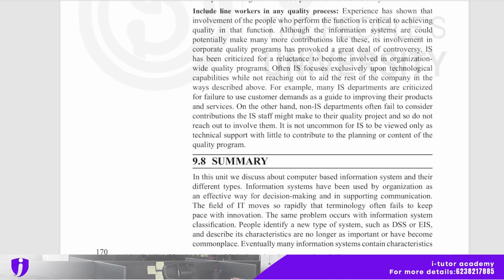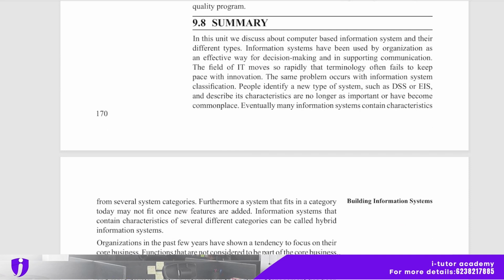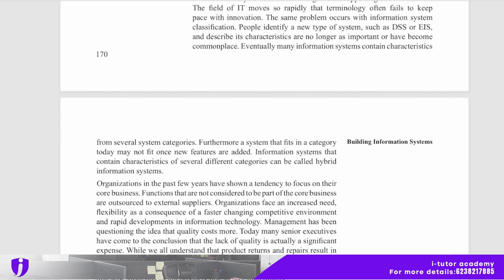And the summary of this unit is, in this unit we discussed computer based information systems and their different types. Information systems have been used by organizations as an effective way for decision making and in supporting communication, and the field of IT moves so rapidly that terminology often fails to keep pace with the innovation. The same problem occurs with information system classification. People identify a new type of system such as DSS or EIS and describe its characteristics, which are no longer as important or have become commonplace. And eventually, many information systems contain characteristics from several system categories.